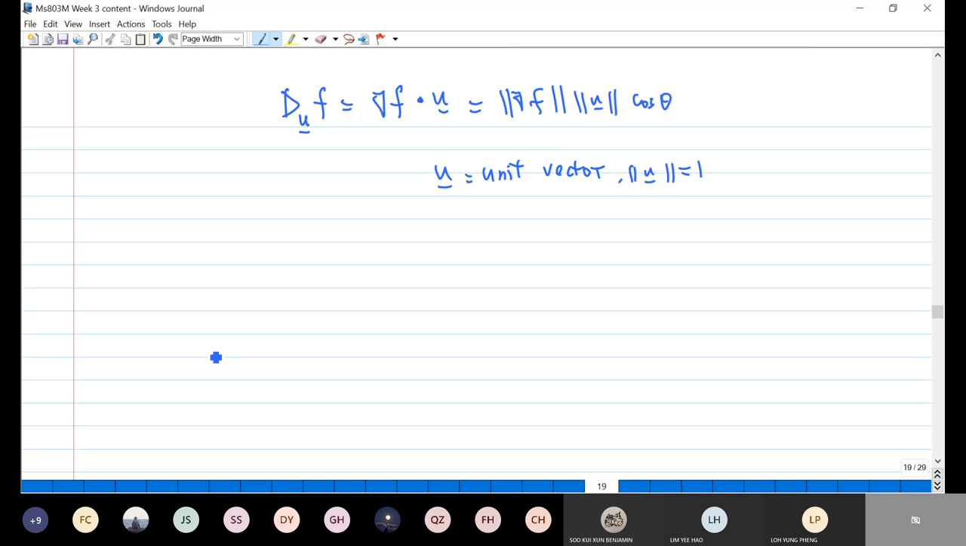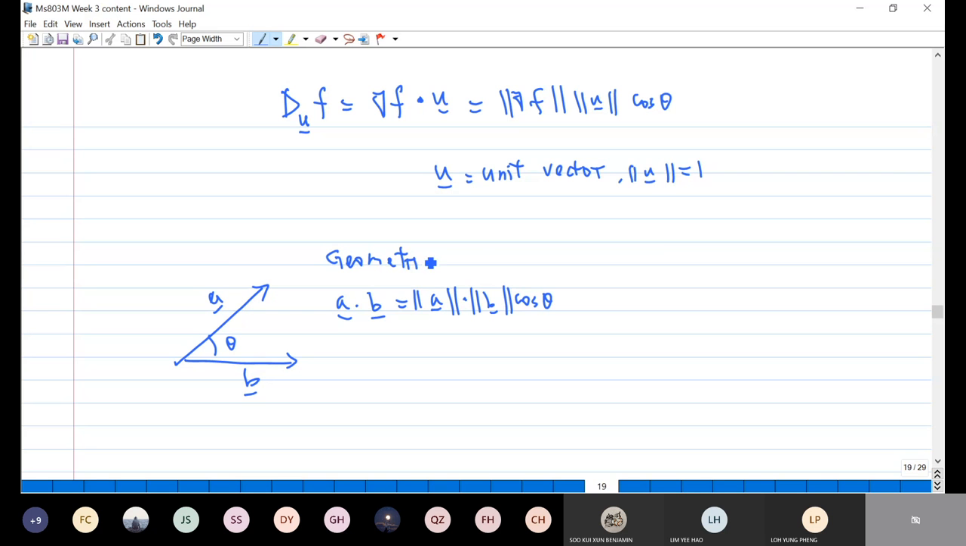So why is it like that? Recall from last time: this is vector A, this is vector B, with angle theta between them. What is vector A dot B? A dot B is the length of A times the length of B times cosine theta. This is the geometrical definition of A dot B.